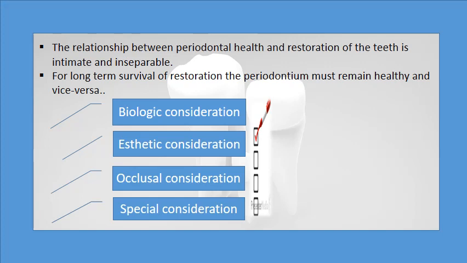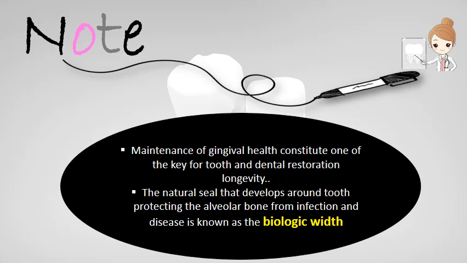We take some considerations in this part, which include biologic consideration, aesthetic consideration, occlusal consideration, and special consideration. Maintenance of the gingival health constitutes one of the keys for tooth and dental restoration longevity. Special emphasis is paid to the consequence of violation of biologic width, which leads to inflammation, recession, and unsightly exposure of the crown margin.